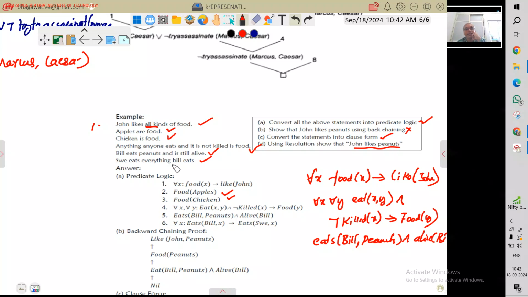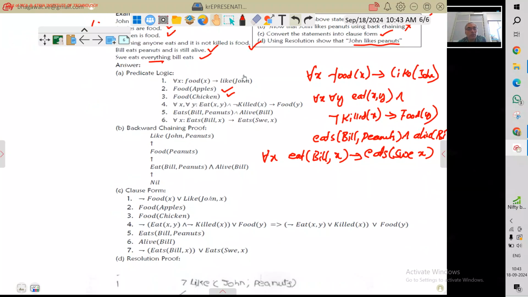Sue eats everything Bill eats. Since here we have got everything, we'll say for all x, if Bill eats x, implies that Sue also eats that x. So this is how we are converting the given statements into predicate logic.